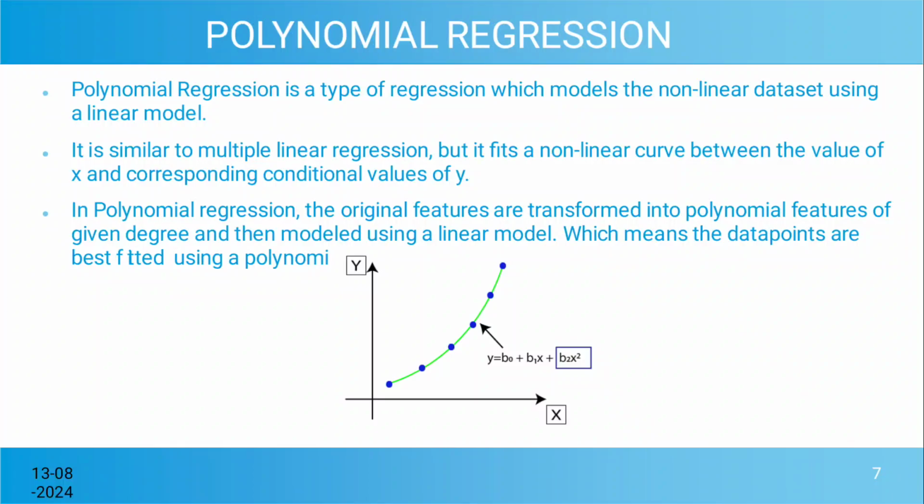Polynomial regression. Polynomial regression is a type of regression which models the non-linear dataset using the linear model. It is similar to multiple regression, but with a non-linear curve between the value of x and the corresponding conditional value of y. In polynomial regression, the original features are transformed into polynomial features of a given degree and then modeled using the linear model, which means the data points are best fitted using a polynomial. You can see this.